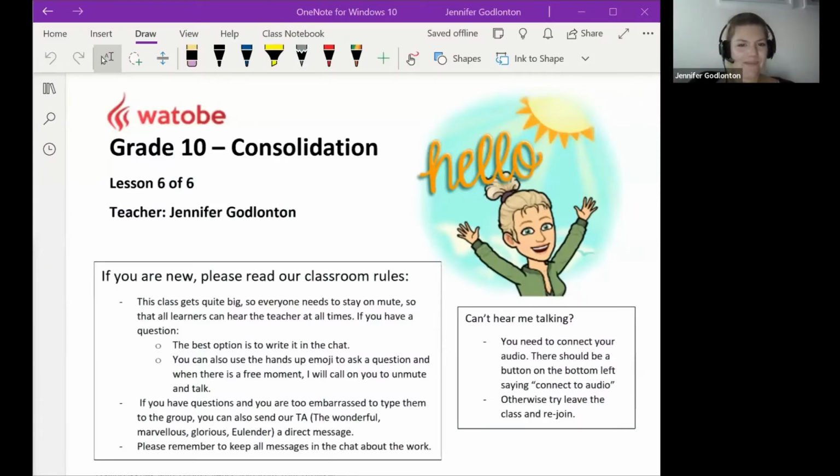Okay. Let's jump right in, guys. We are on our last lesson of consolidation. It is 6 out of 6. We are done after this. It's gonna be a bit of a mishmash tonight.